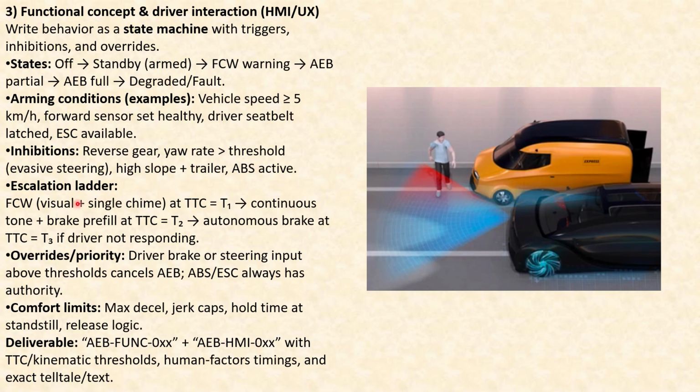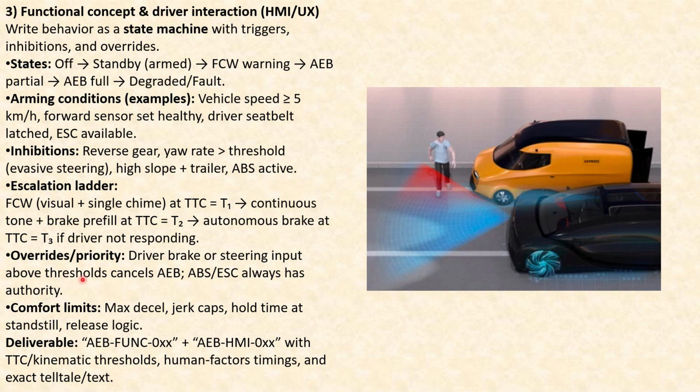Now, when it comes to escalation ladder, how does AEB slowly but surely warn in a more and more alarming manner? First, it gives a visual plus single chime at time to collision T1. After that, continuous tone plus brief prefill at time to collision T2, and next autonomous brake at time to collision T3 if the driver is not responding. So first it gives a small chime, next it gives a continuous tone, and next autonomous brake.